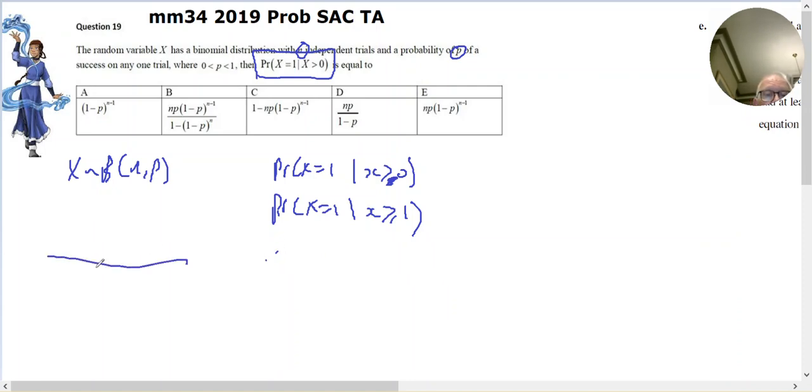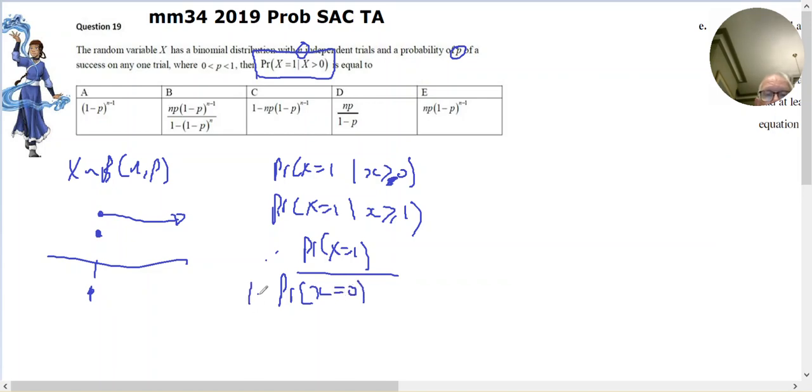The overlap of X equaling 1 and bigger than or equal to 1 is X equals 1. So the probability that X equals 1 over the probability that X is equal to 1 or 2 or 3 or 4, which is 1 minus the probability that X equals 0. So straight away, I'm liking this one or this one, just looking at the structure. The others don't have a denominator, and I don't believe we would have any cancellations.